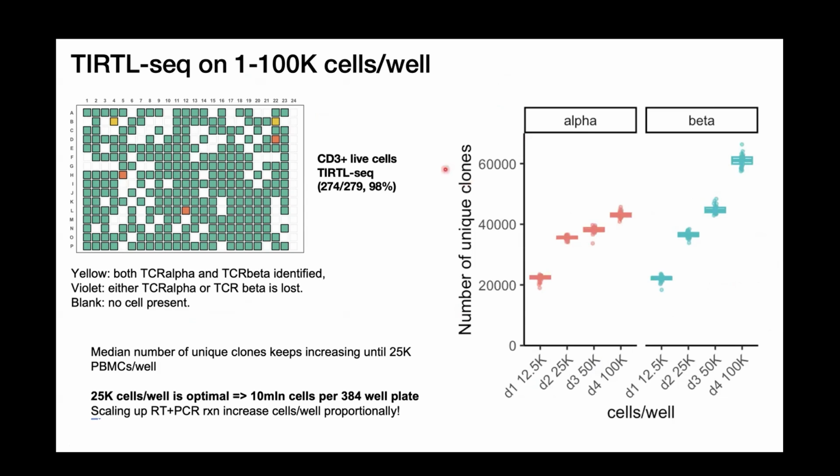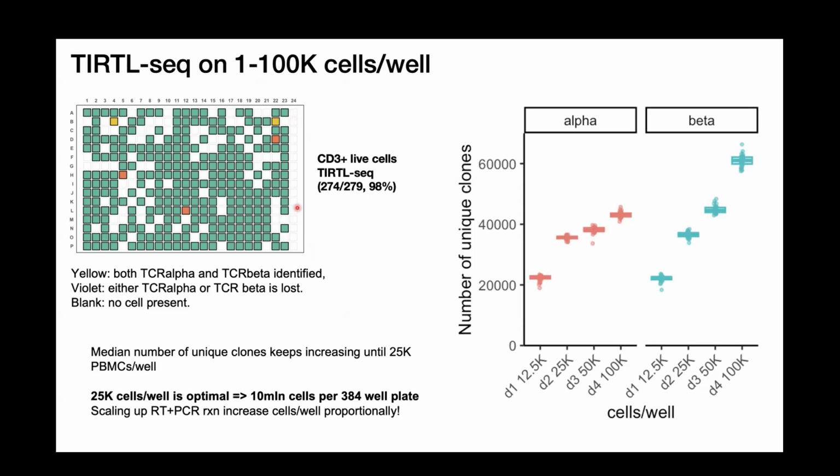So first thing we checked, we did this protocol, but with sorting just one cell per well with a sorter, right? And here, if it's green, it means that we retrieve both alpha and beta. If it's empty, there is no cell, right? And sorters are not perfect. Sometimes we miss, right? And cell gets stuck somewhere, or there is no cell in the droplet. So we know this from other technologies as well.